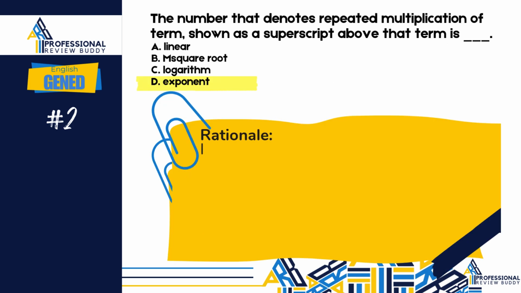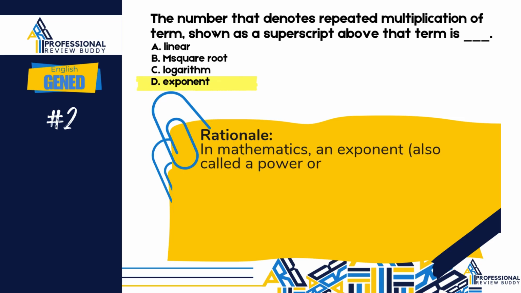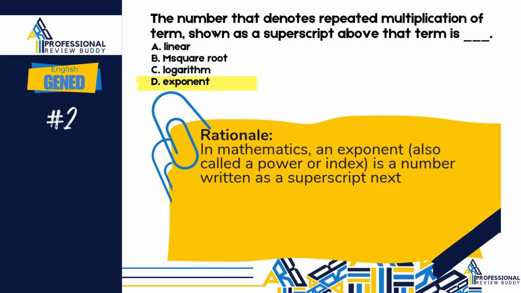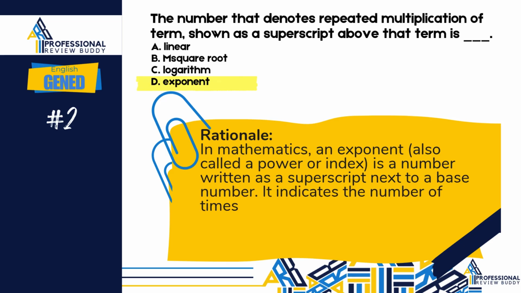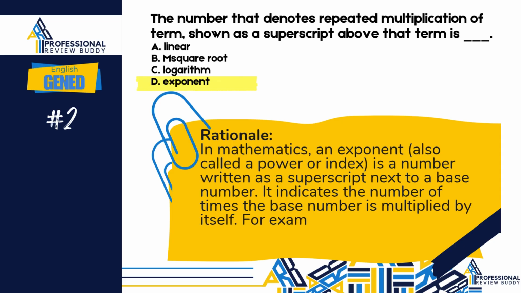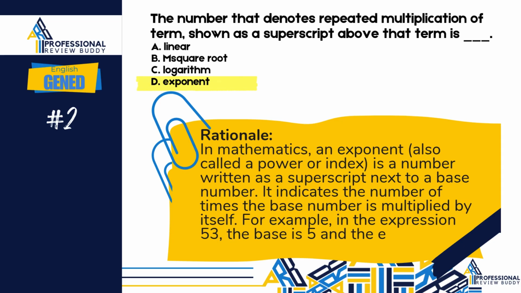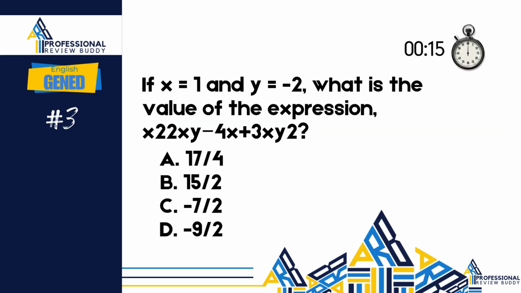The number that denotes repeated multiplication of a term, shown as a superscript above that term, is blank. In mathematics, an exponent, also called a power or index, is a number written as a superscript next to a base number. It indicates the number of times the base number is multiplied by itself. For example, in the expression 5^3, the base is 5 and the exponent is 3, meaning 5 times 5 times 5.